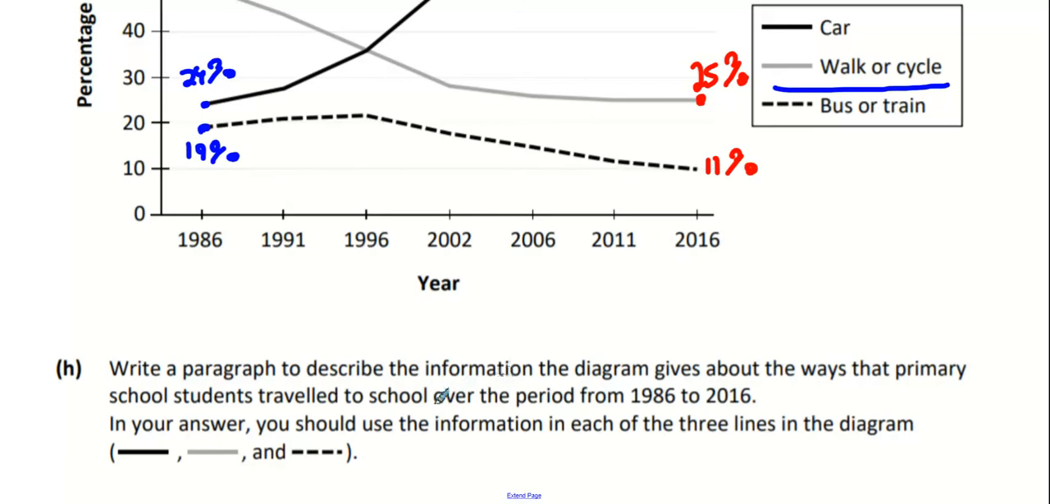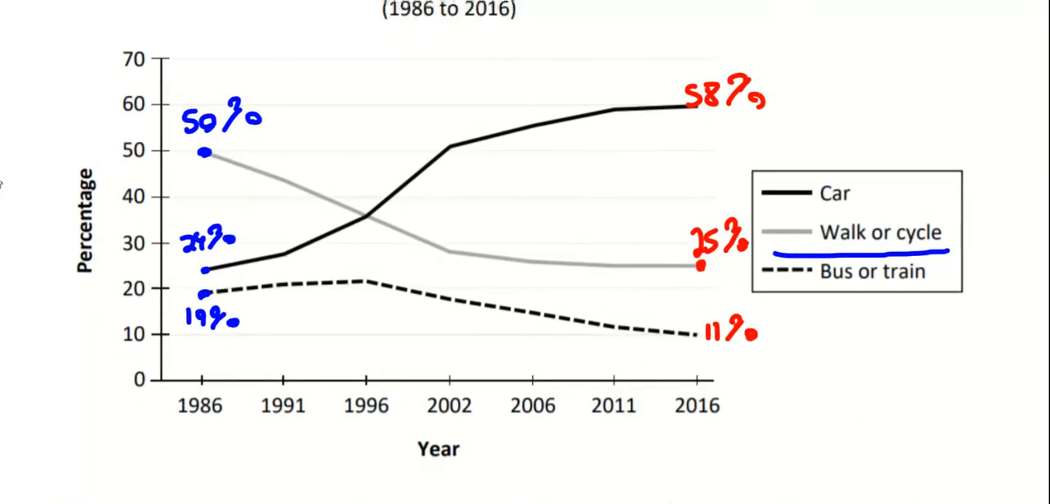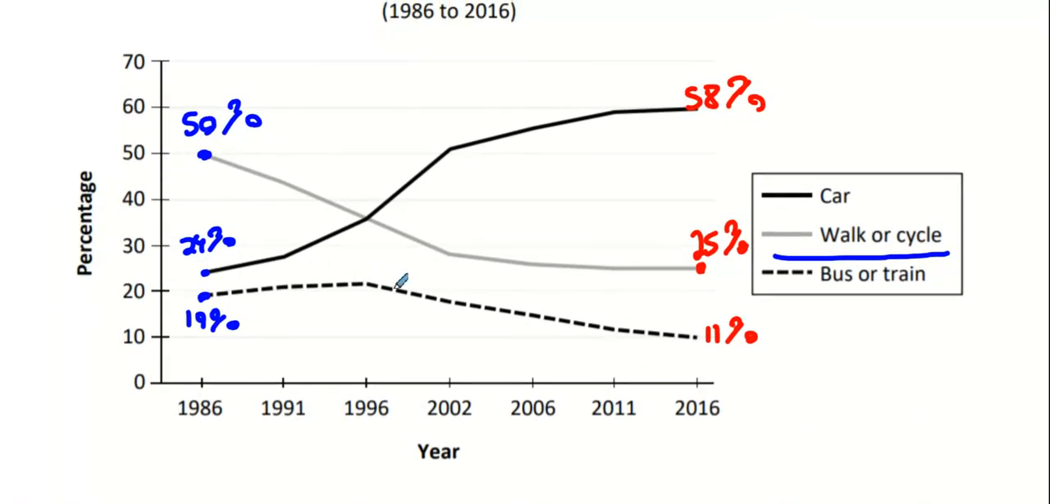Write a paragraph to describe the information the given diagram says about the way primary school students traveled to school over the period of 1986 to 2019. In your answer, you should use the information in each of the 3 lines of the diagram. Well, look, I'm going to speak about this. I'm not necessarily going to write the paragraph, but here it goes.